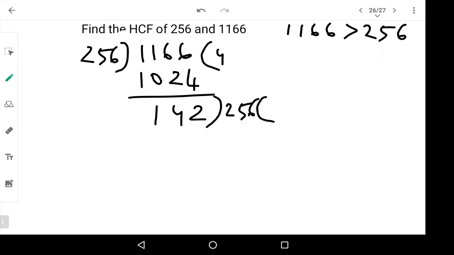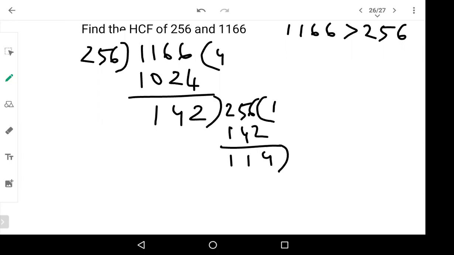Now check the 142 table. 142 into 2 itself will go 284. Right? Are you all able to understand? So we'll stick with 142 ones are 142. Why are we not going with 142 twos are? Because we'll get 284, which is more than this. So we'll go with 142 ones are 142. Now subtract: 6 minus 2, 4. 5 minus 4, 1. 2 minus 1 is 1. 114 we got.